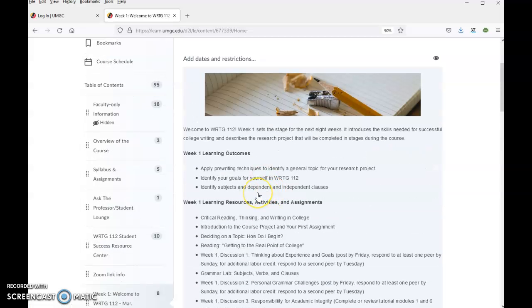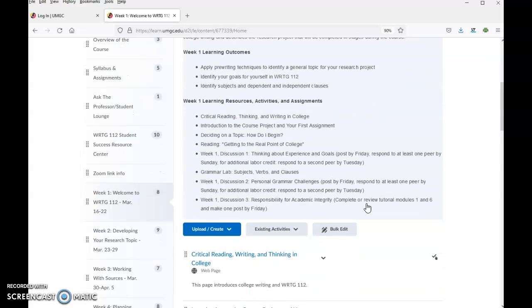So our goals this week, the first week, will be applying some pre-writing techniques to identify a general topic for your research paper, identifying your goals in the course, and identifying subjects and dependent and independent clauses in writing, so that we know how to write complete thoughts with our sentences, so that readers can understand what you're trying to say in a clear way.